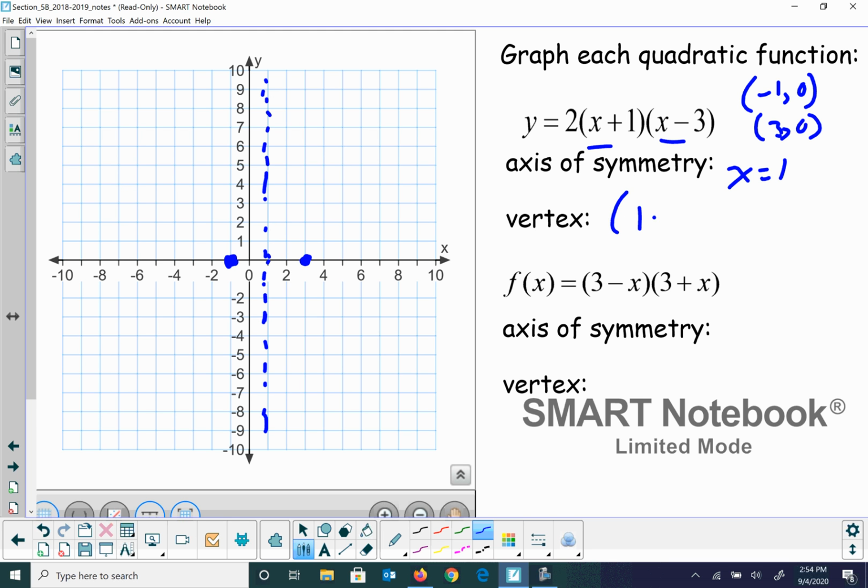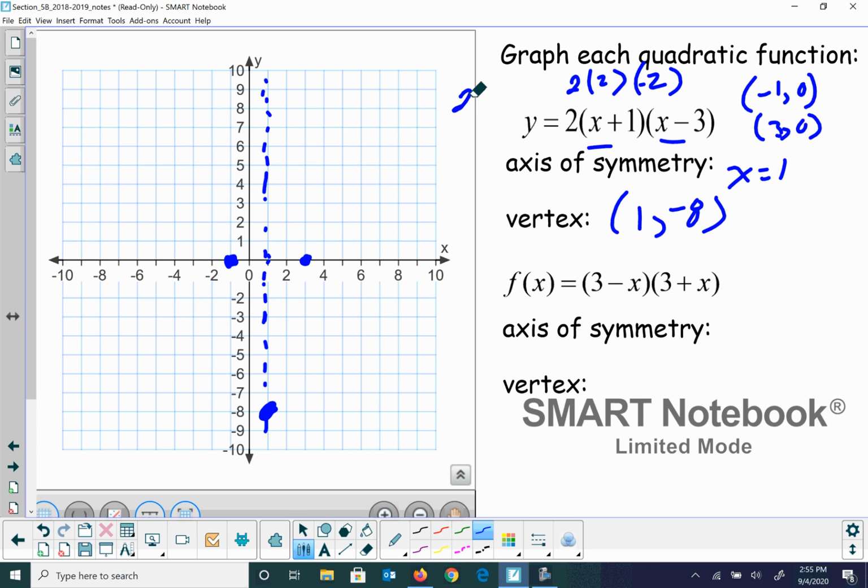My vertex is going to be at 1 comma something, so I'll plug 1 in. So I have 1 plus 1 is 2. 1 minus 3 is negative 2. 2 times 2 times negative 2, that's going to give me a negative 8. So I get 1, negative 8. So I'm down here. And I can pattern graph.